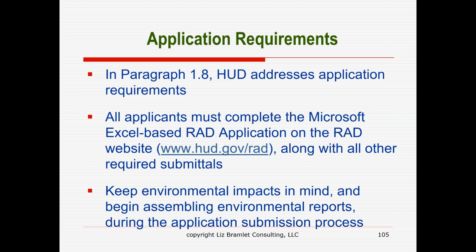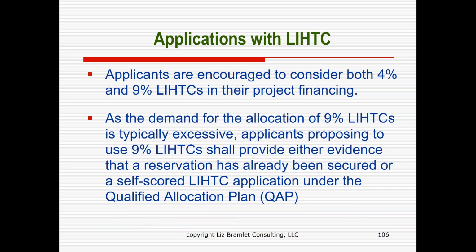Those environmental reviews can take a while, and they hold a lot of people up. So reminding people you can go ahead and do those and get that work done while you're getting all the other information together. Again, you're encouraged to consider both 4% and 9% tax credits in your project financing. And to remind you again, because it's very important, the demand for an allocation of 9% credits far exceeds the supply of those credits.